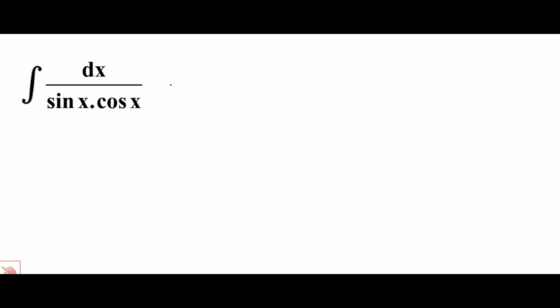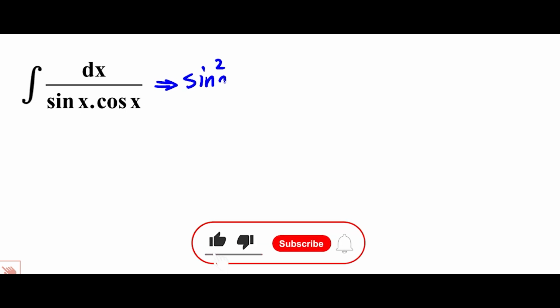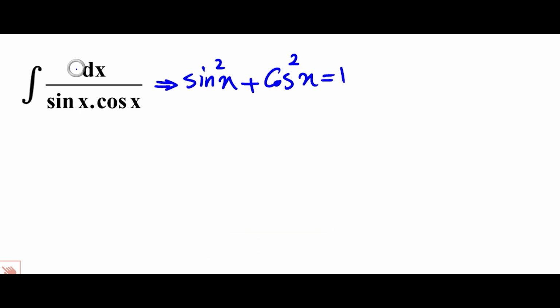Today we're gonna solve three interesting integrals. Number one, the integral of dx over sine of x times cosine of x. As you know, sine squared of x plus cosine squared of x equals 1. So let's replace the 1 in the numerator with this expression.